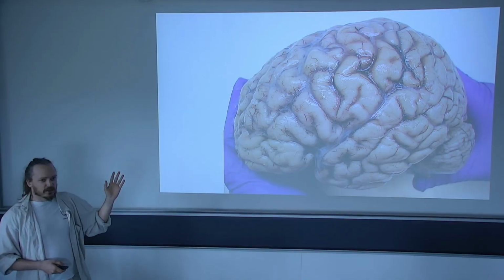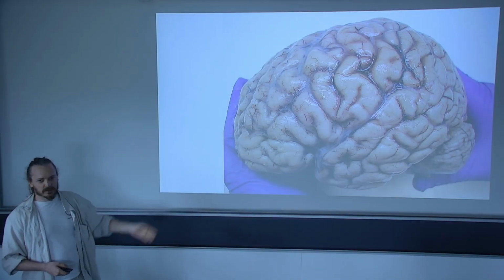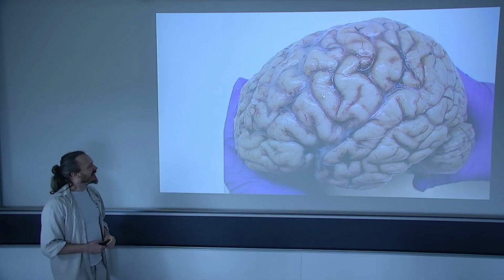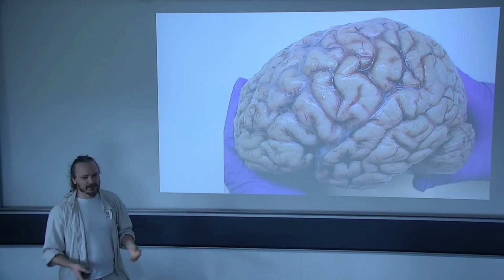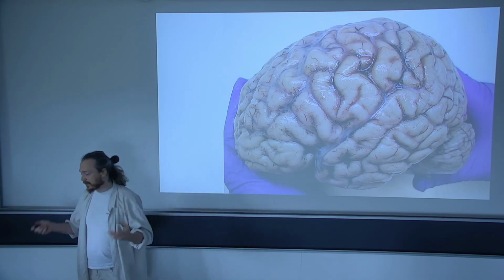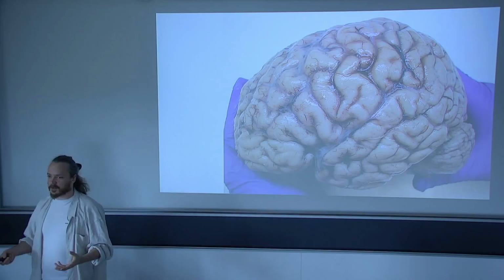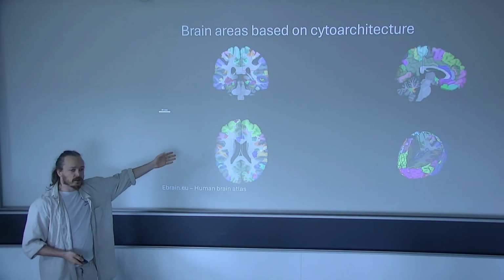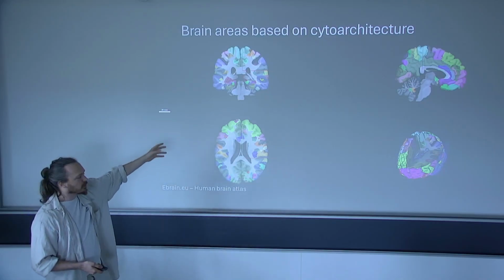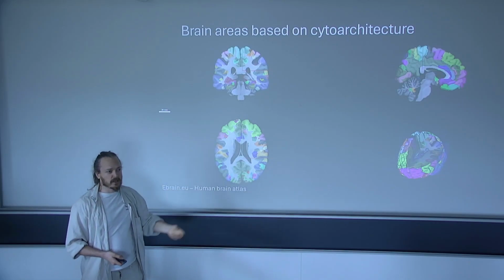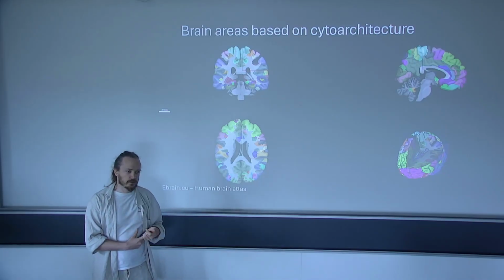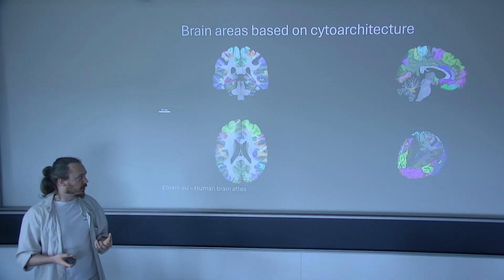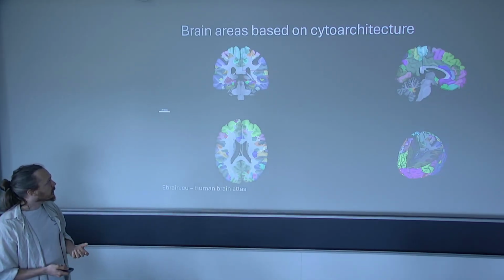Just to set the stage, the real brain here looks kind of funky. Maybe it's the most complex structure that we know of. And this complexity comes from many sources and levels. If you look at the brain areas, this is an example of how the cortex can be parcellated into many different subregions based on different architecture of neurons, different neuron types, different functional abilities and stuff like that.